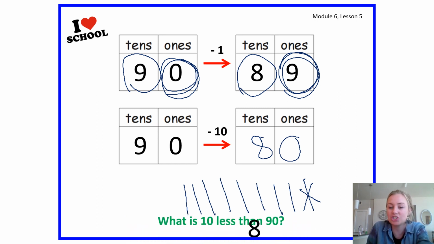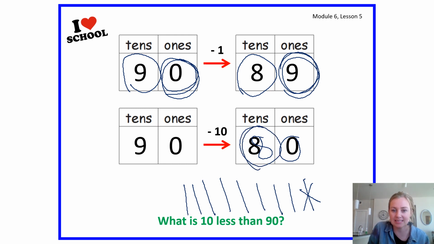So what changed? If I had 90 minus 10 and it became 80, the only number that changed was my tens number. The ones number stayed the same because we had 0 ones both times. But 9 tens minus 1 ten equals 8 tens.